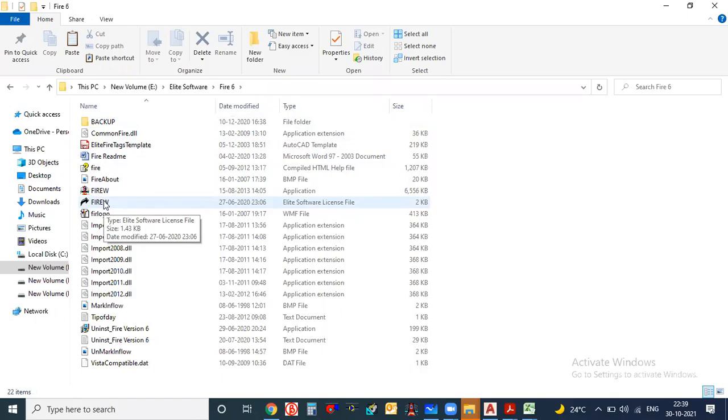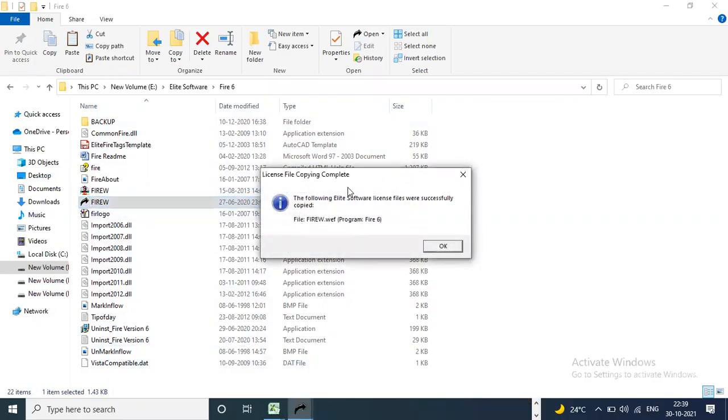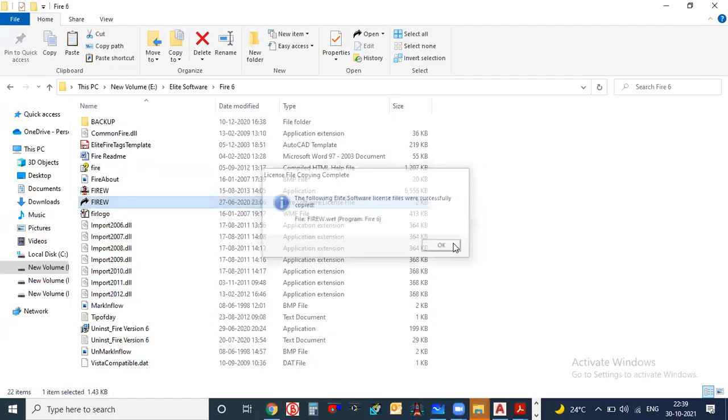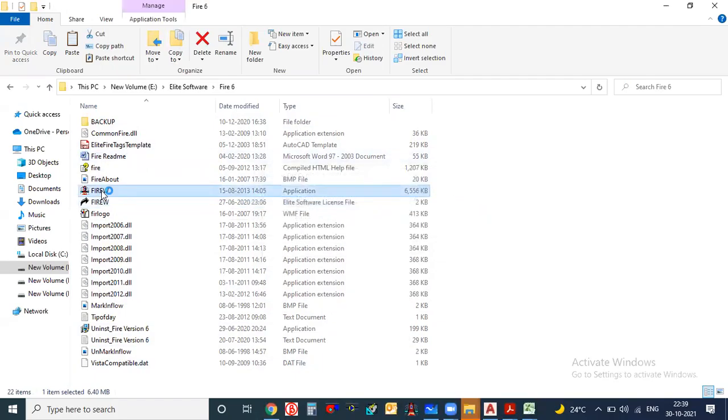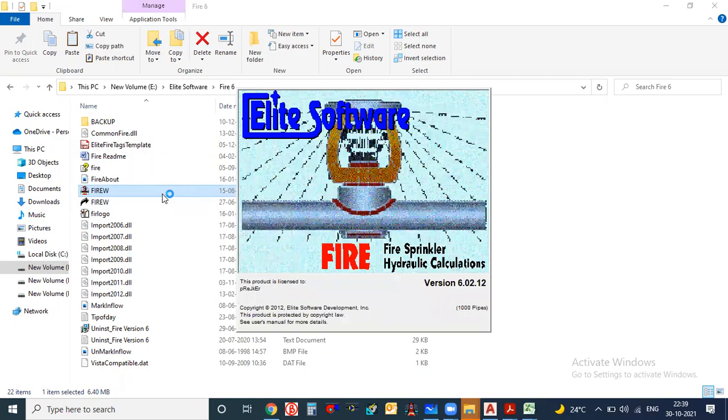Whenever you are installing the Elite software, all files should come here, and this Fire W is the license file. Once you get this file, you have to just double click it. If you double click it, the license file is successfully copied. Once it is copied, then you can open the above Fire W.